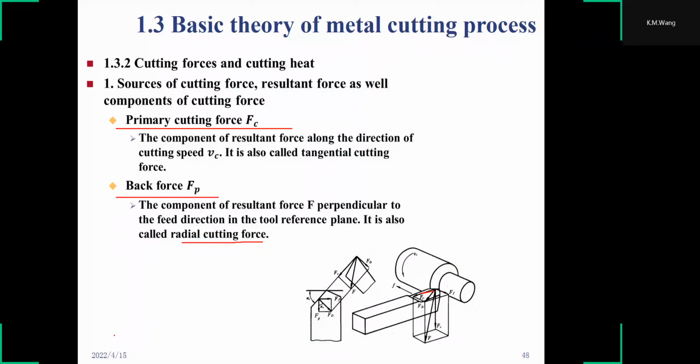We can see that the primary cutting force is the principal basis used to calculate the power in the design of the machine tools, and to check the strength and the stiffness of the machine parts. So the primary cutting force is most important. We should know this is the principal basis used to calculate the power of the cutting processes. It is along the direction of the cutting speed. The cutting speed is this. So the primary cutting force is below.